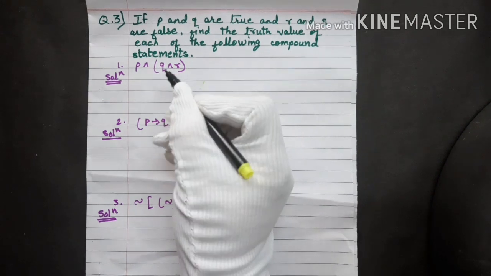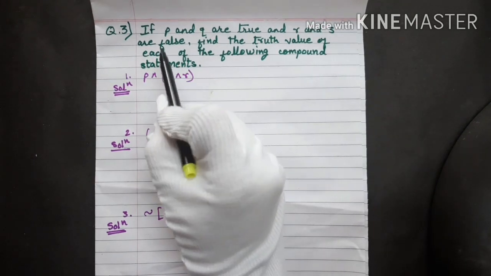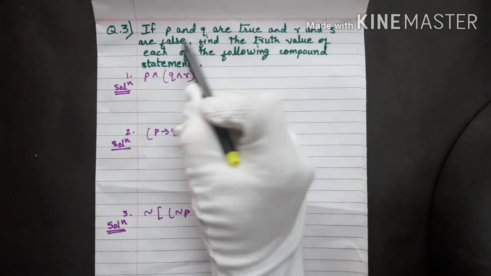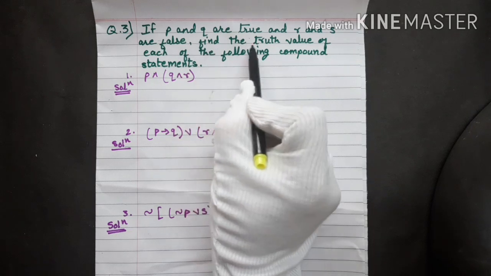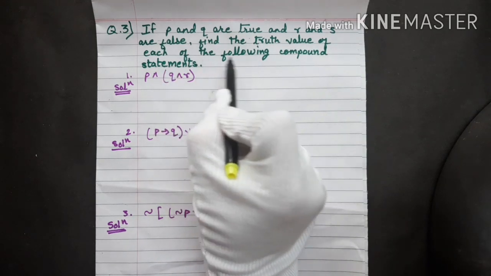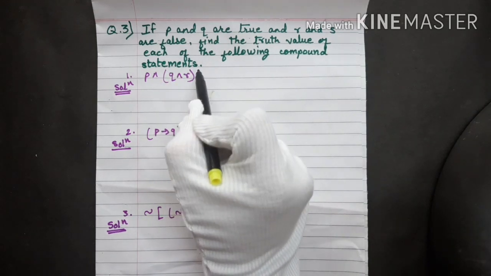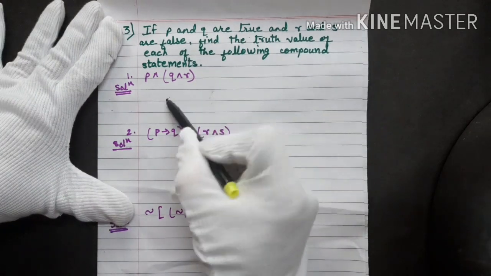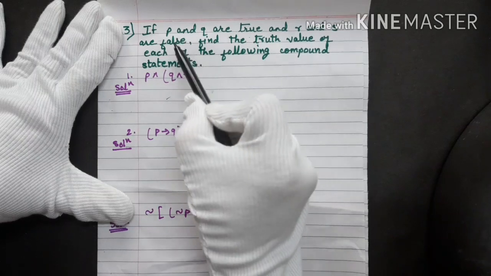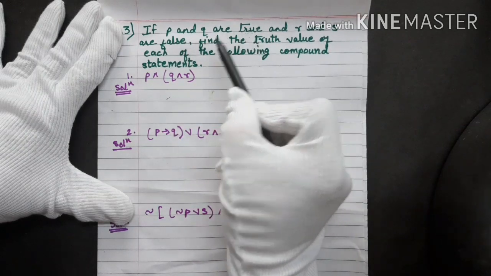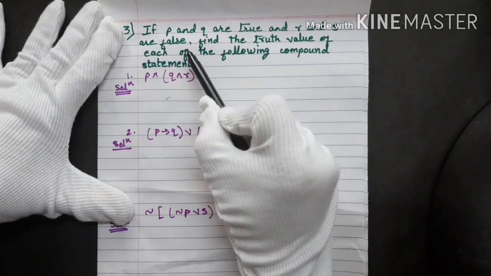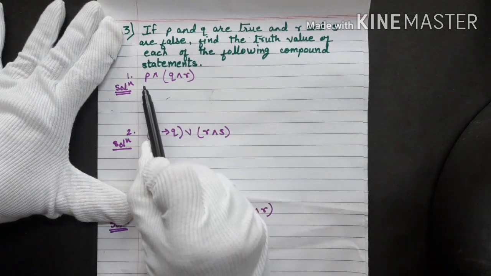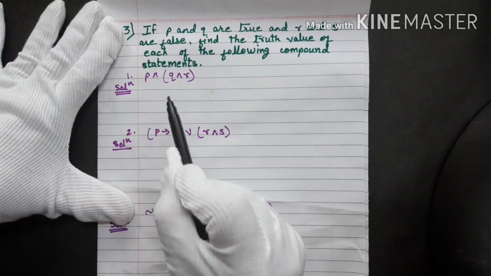Okay students, this is your question number 3. If P and Q are true and R and S are false, find the truth value of each of the following compound statements. So now over here they have given the truth value of statements, that is P and Q are true and R and S are false. So we have to find the truth value of this compound statement, correct?